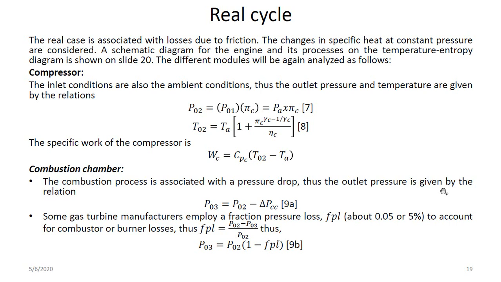And some manufacturers prefer to use this notation, fraction pressure loss, which could be 5% to account for the combustor or burner losses. So this loss is given by this formula, and you can substitute it to get equation 9b.